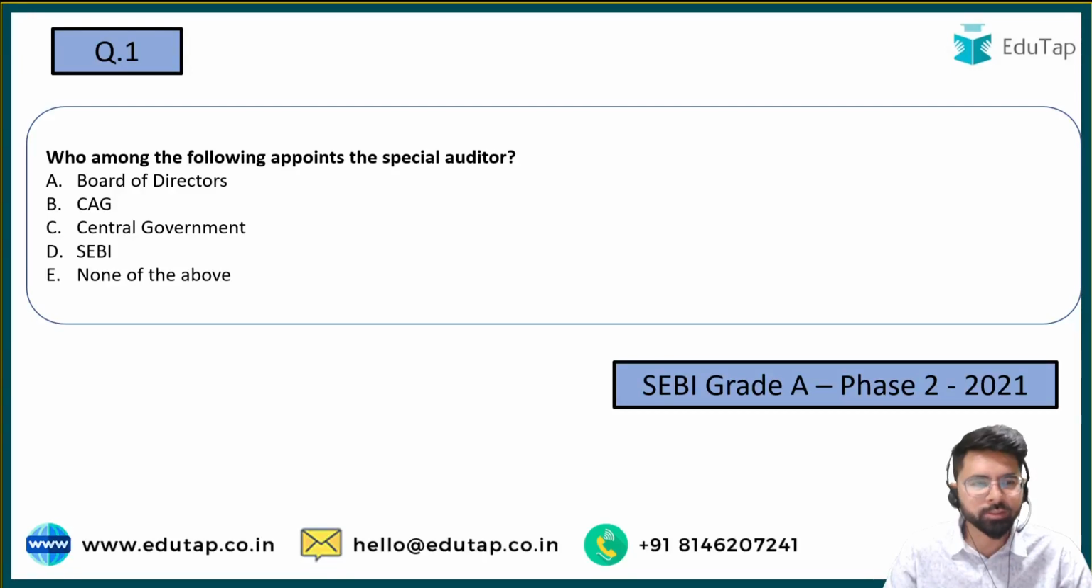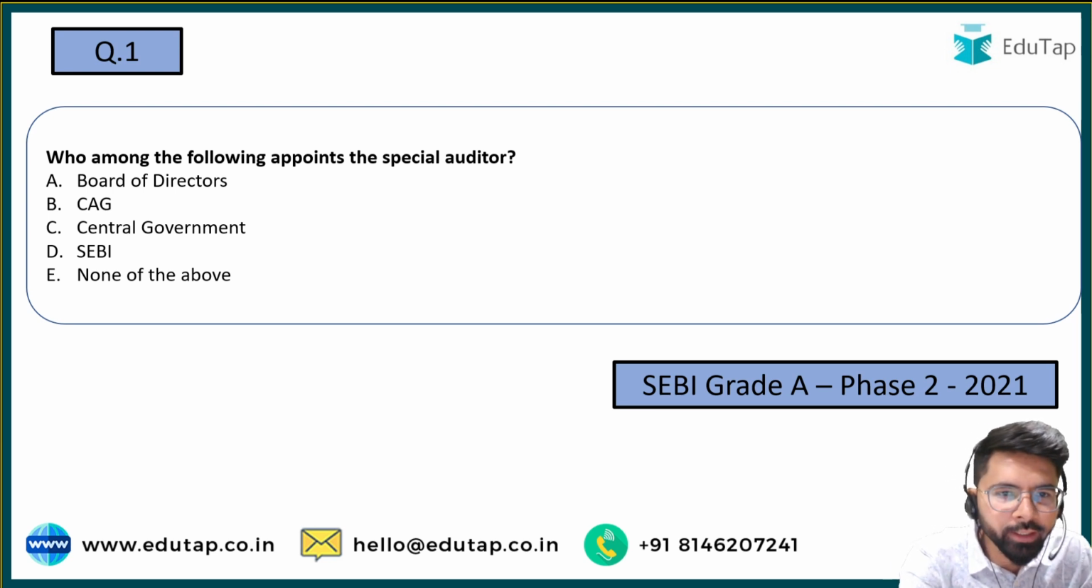So friends, now let us move on to the first question that has been asked in the phase 2 of 2021 paper. So actually the notification is of 2020, but the examination was held in 2021 because of the pandemic. So now let us look at the question.